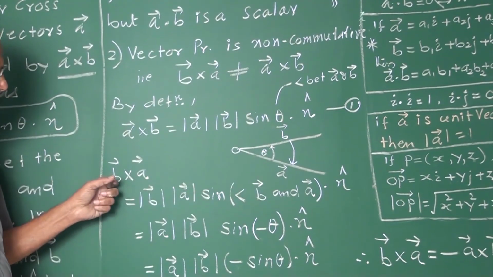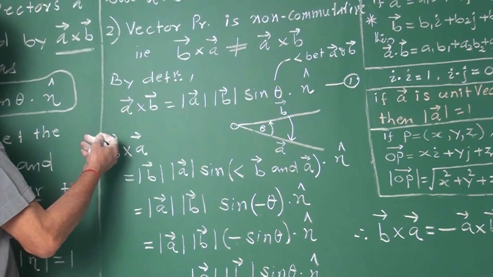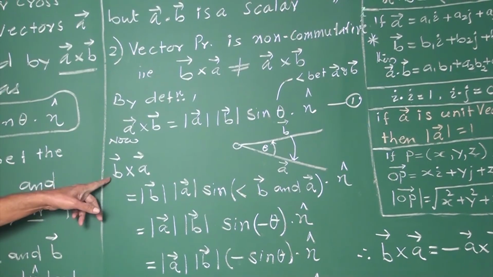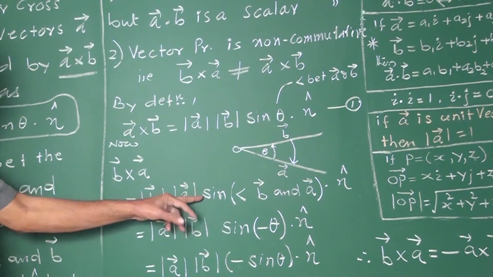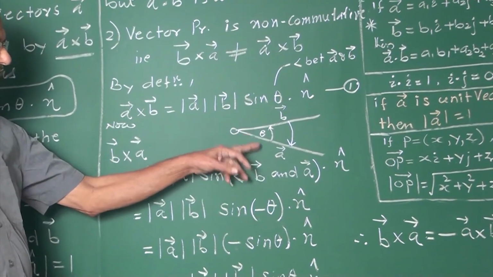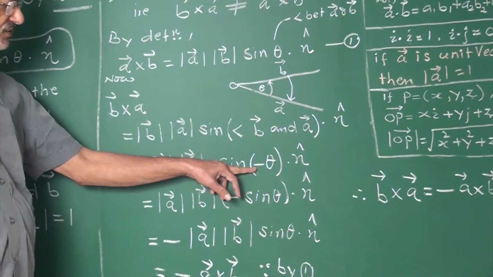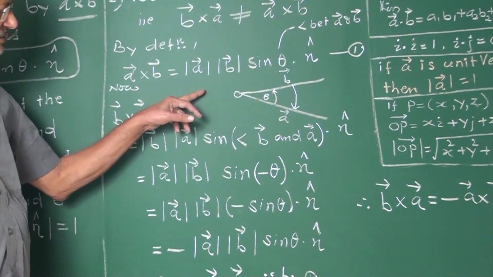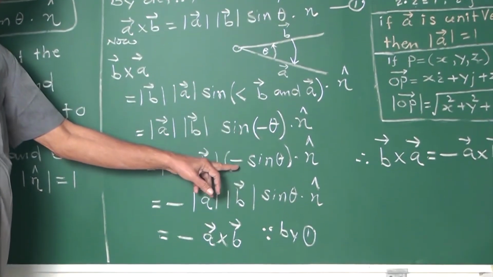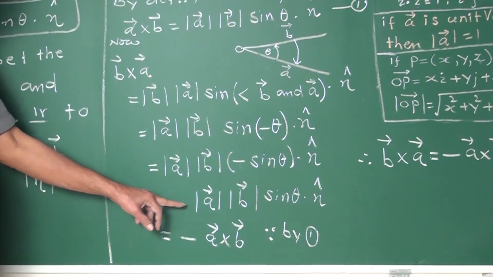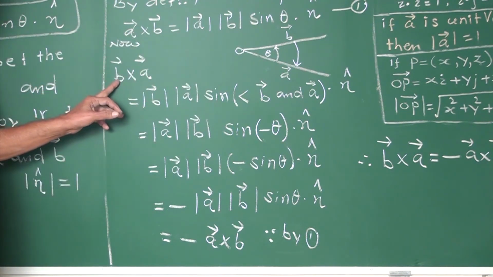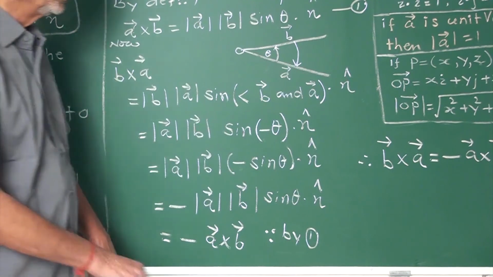Figure. Now B cross A: magnitude of the first into magnitude of the second into sine of the angle between first and second, B and A, into eta cap. Theta is A and B. B and A means minus theta, reverse. Anti-clockwise is positive, clockwise is negative. Sine of minus theta is minus sine theta. Simplify. This is nothing but by 1. By 1 is A cross B. Therefore, B cross A is minus A cross B.